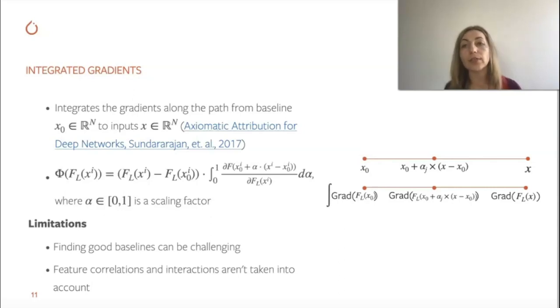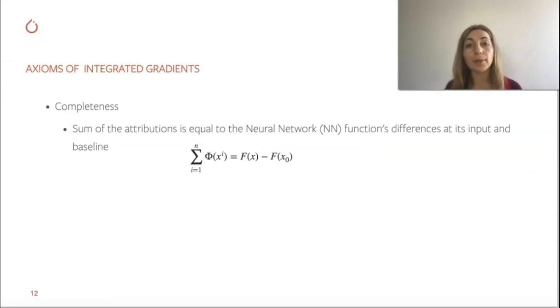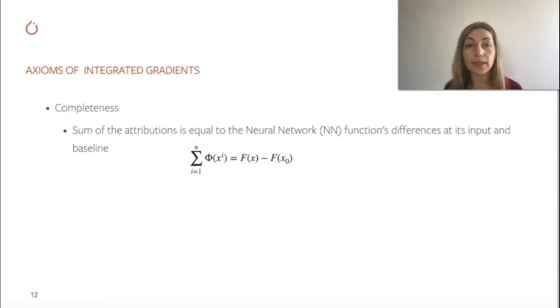Some of the limitations of integrated gradients are that finding good baselines can be challenging, and integrated gradients does not account for feature interactions and correlations. Integrated gradients satisfies a number of axioms. One of them is the axiom of completeness, which states that the sum of the attributions is equal to the difference of a neural network function's output at its input and baseline.